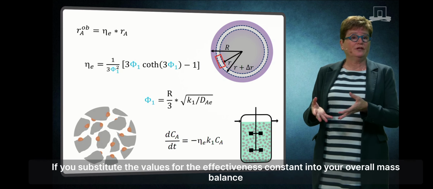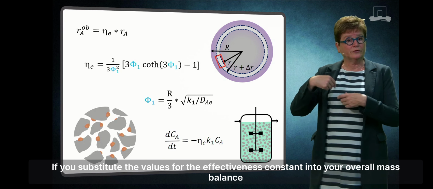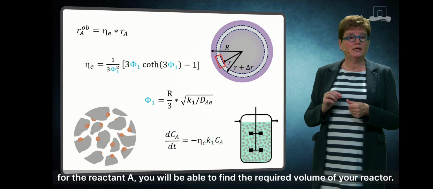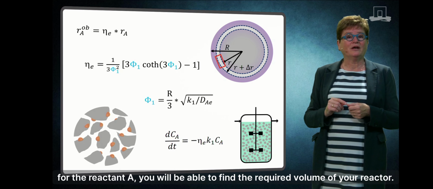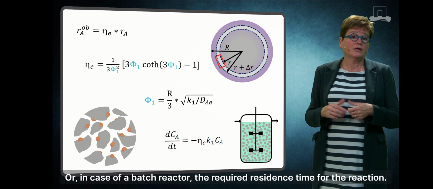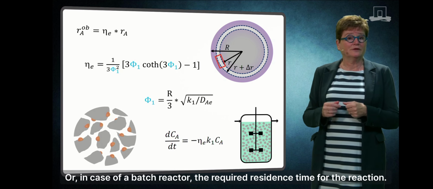If you substitute the values for the effectiveness factor into your overall mass balance for the reactant A, you will be able to find the required volume of your reactor, or in case of a batch reactor, the required residence time for the reaction.